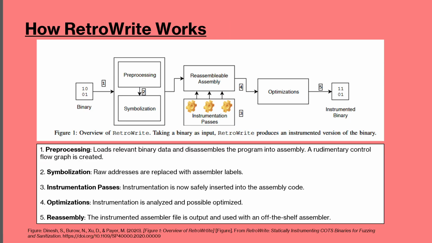RetroWrite begins by loading the relevant sections of the binary needed for rewriting, primarily the text and data sections. It will also extract helper metadata such as symbol tables and relocation entries. The tool then disassembles the binary using a linear sweep, where the text section is linearly processed top-down to extract instructions, and builds a best-effort control flow graph.